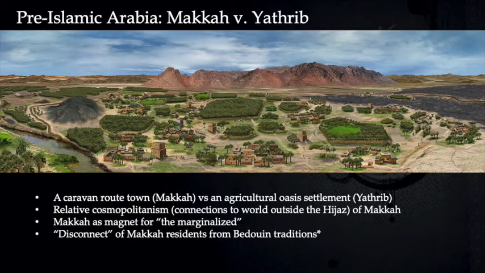But anyway, there's also a sense of disconnect by the Bedouin. The Bedouin were thinking that these folks living in Mecca were a bunch of city slickers. What do they know about authentic Bedouin traditions? So you have this sense of criticism that there was a disconnect between Mecca as this cosmopolitan town on the trade routes versus the surrounding communities.